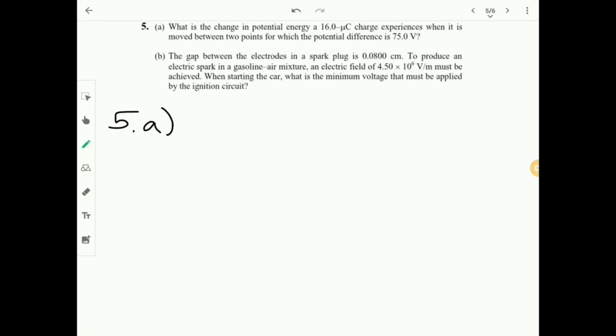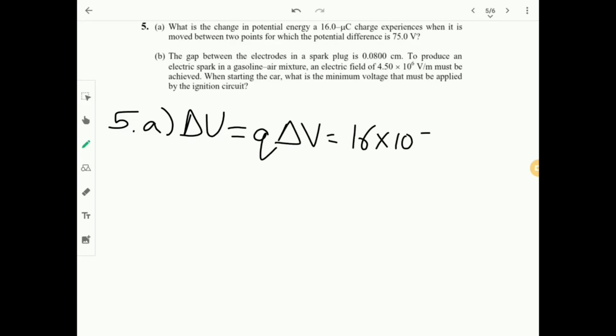Let's solve it together. What is the change in potential energy a 16 microcoulomb charge experiences when it is moved between 2 points for which the potential difference is 75 volts? Okay, we should remember that delta U, the change in potential energy, is Q delta V. If you know this, it is very easy: 16 times 10 to the minus 6 times 75, which gives us 1.2 times 10 to the minus 3 joules.